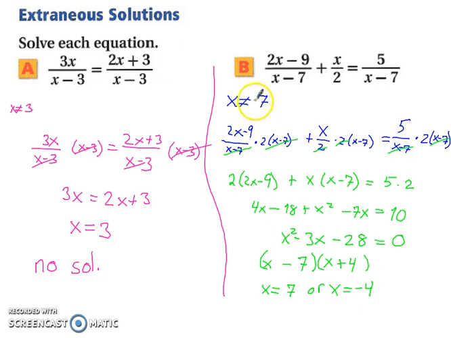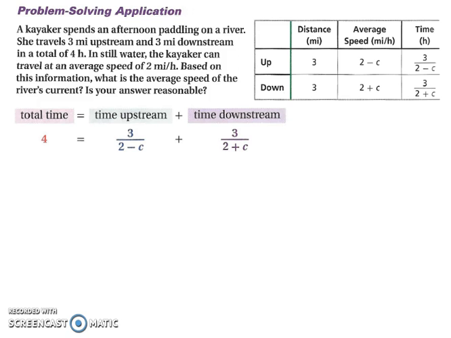Well, we talked about earlier here that x can't equal 7. It's extraneous, it doesn't work. So all you're left with is x equals negative 4. The only solution possible. Let's try a problem-solving application.